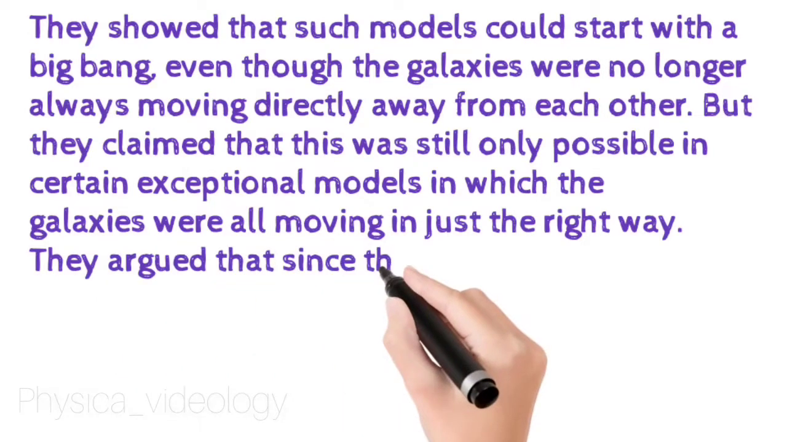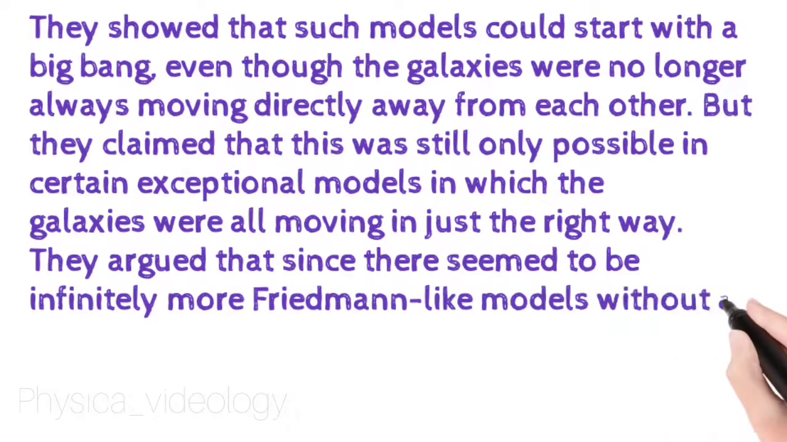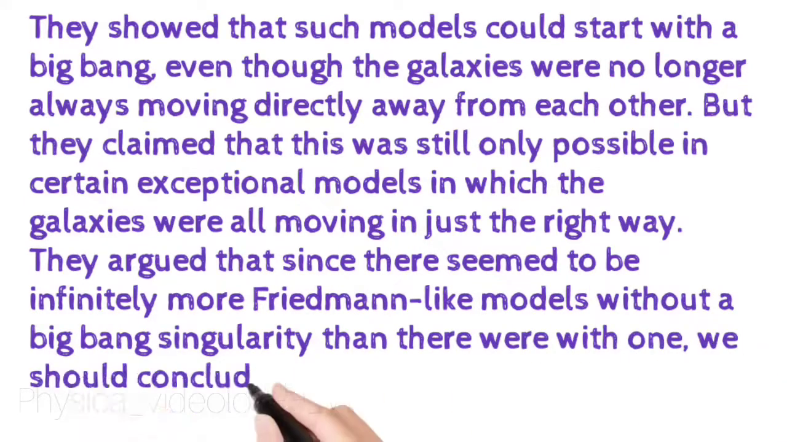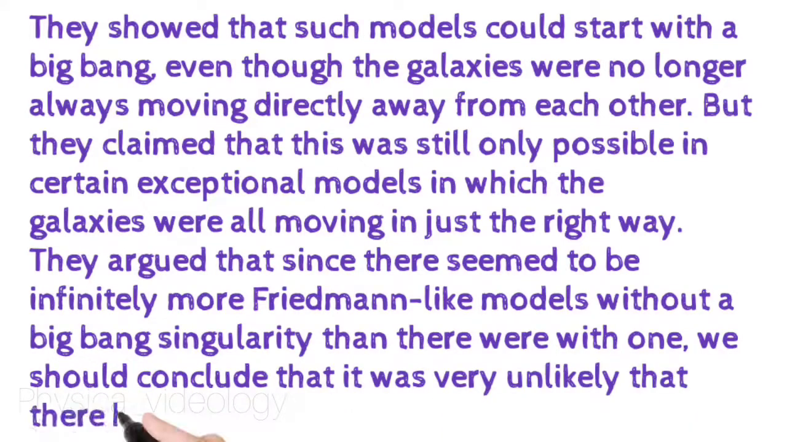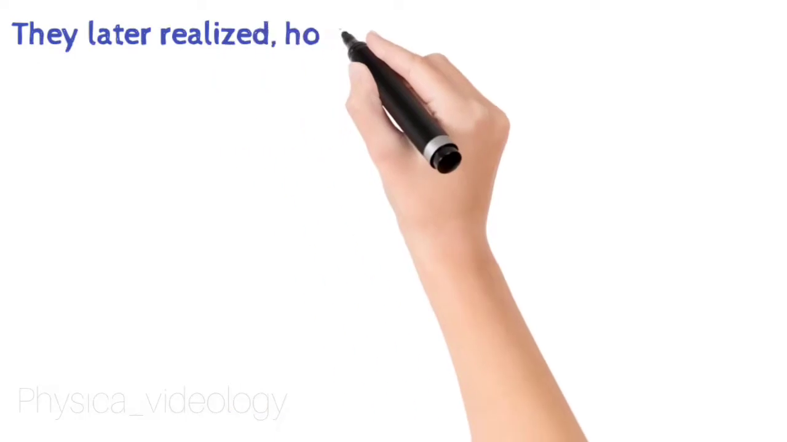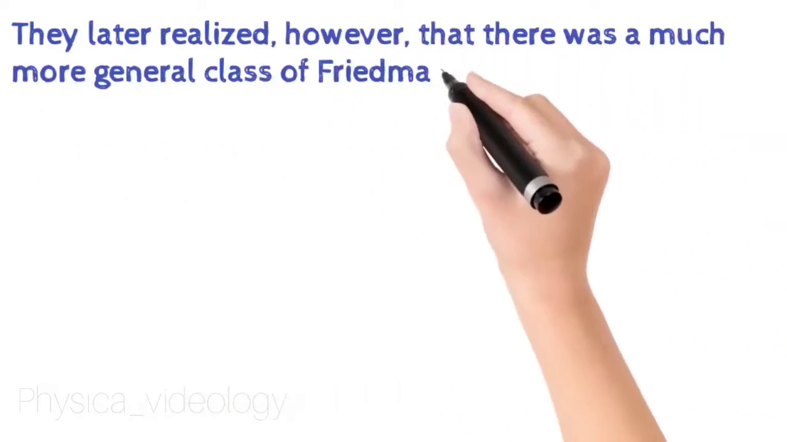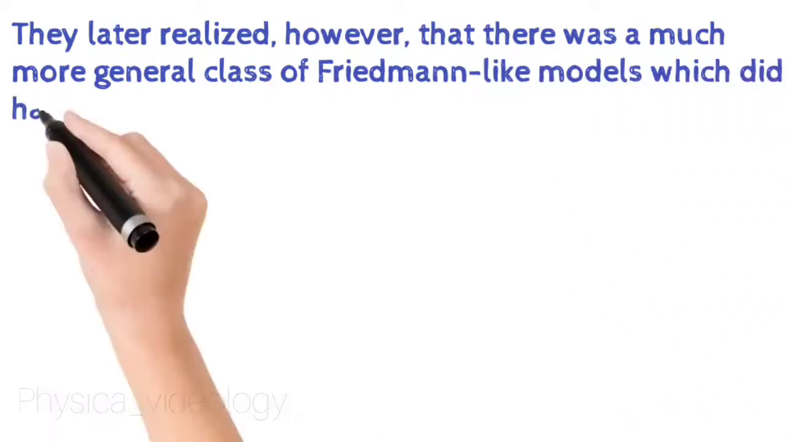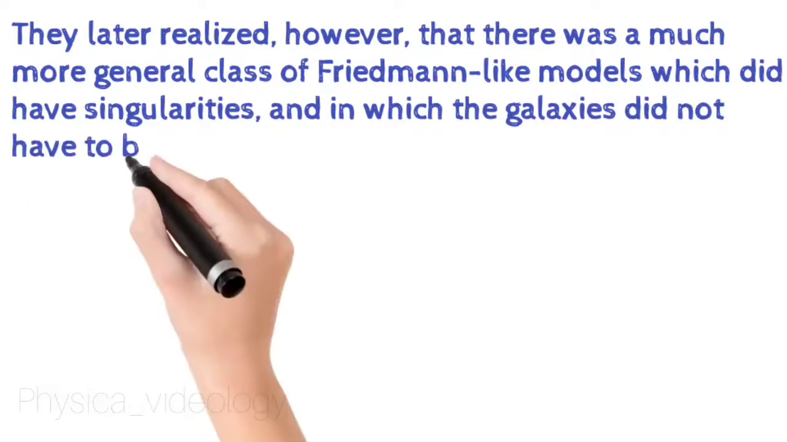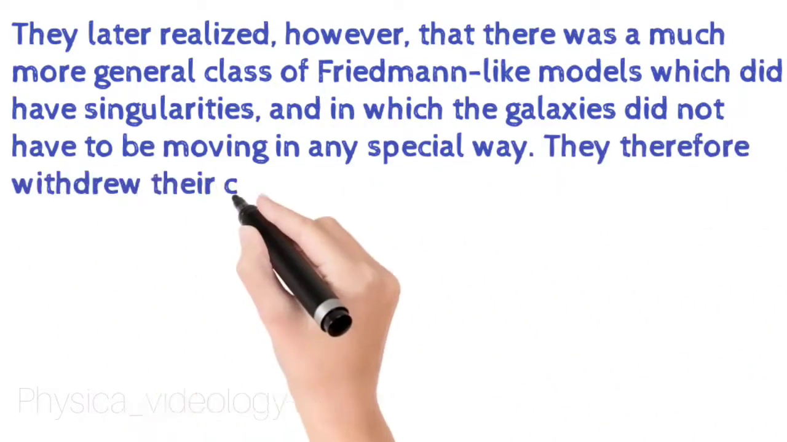They argued that since there seemed to be infinitely more Friedmann-like models without a Big Bang singularity than there were with one, we should conclude that it was very unlikely that there had been a Big Bang. They later realized, however, that there was a much more general class of Friedmann-like models which did have singularities, and in which the galaxies did not have to be moving in any special way. They therefore withdrew their claim in 1970.